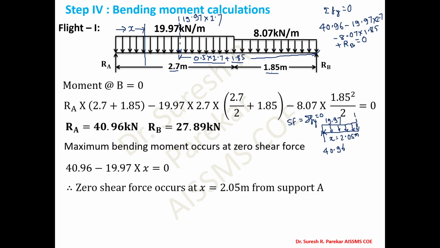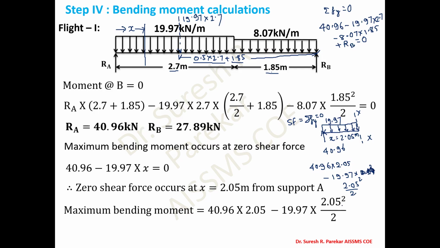And now I will take moment about this section xx. So we have moment due to reaction 40.96 into x, where x is 2.05 meters, minus the load 19.97 on 2.05, into 2.05 square by 2. And that will give me bending moment equal to 42 kilonewton meter.